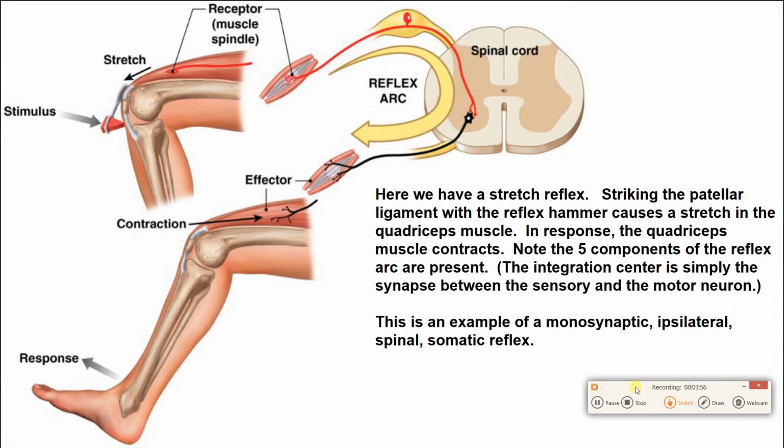This is a classic reflex. It is called the stretch reflex. You might have experienced this, you probably have, right? At a doctor's office. You sit on the table, your knee is bent, the doctor strikes your patellar ligament with their reflex hammer. And what that does is that striking of the ligament is going to cause a little stretch in the quadriceps muscle anterior to the femur here.